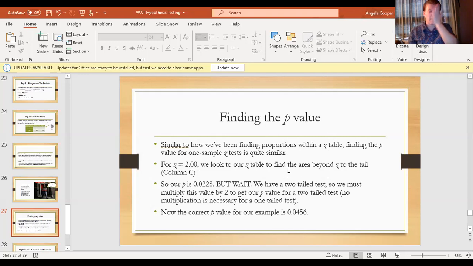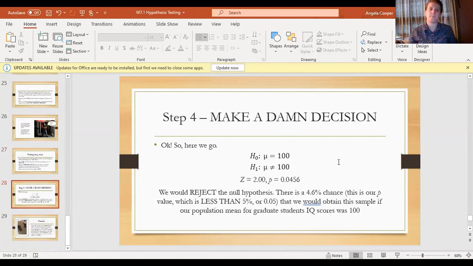So instead of it just being 0.0228, we have to double that since we have a two-tailed test. So our p-value for this is 0.0456. Still significant, just like our critical value said, but now we know the exact probability.